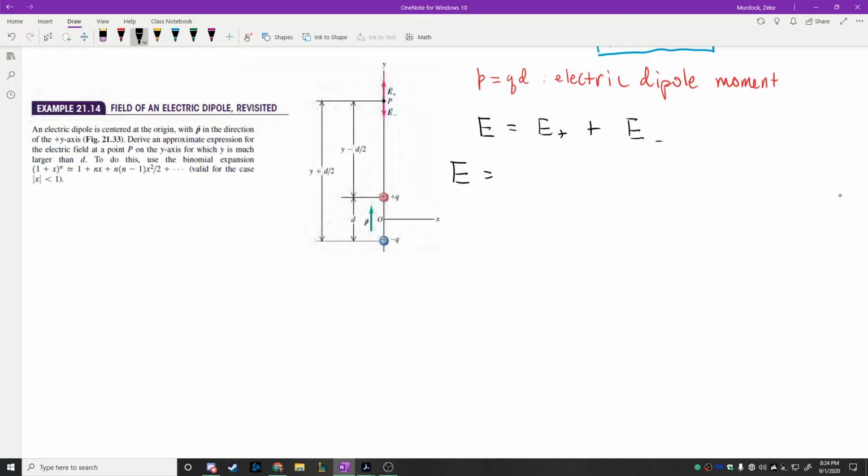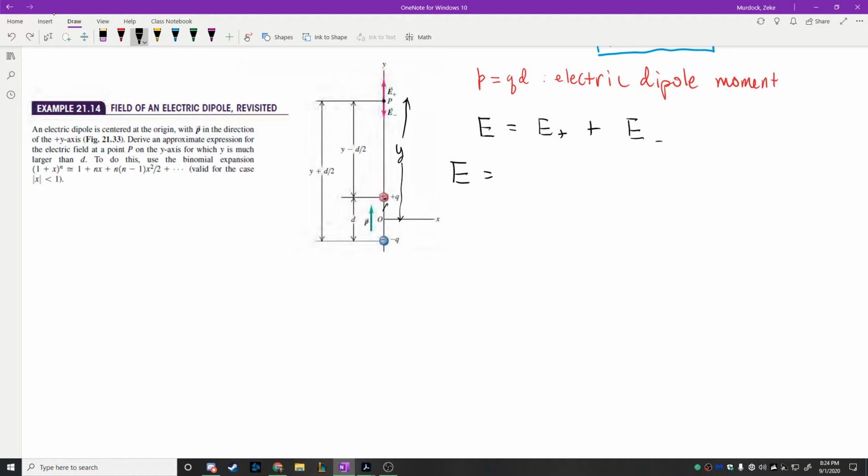So what's the value of E plus going to be? Well, point P is how far away from this? It's y, the y coordinate. This would be y from here up to here, minus this distance here, right? Which is d over 2. Can you guys see that?